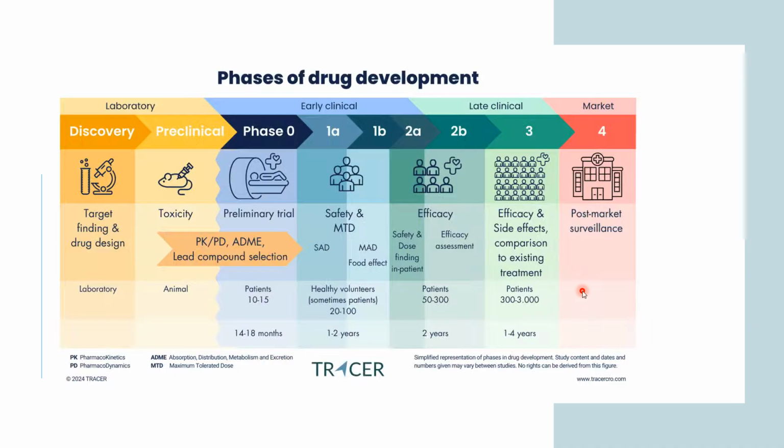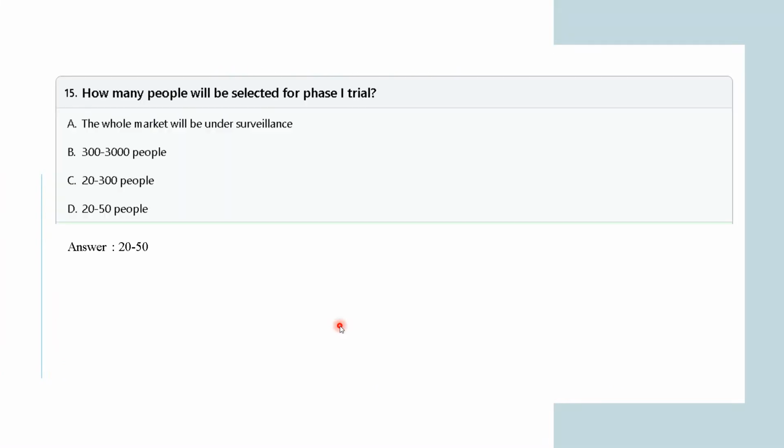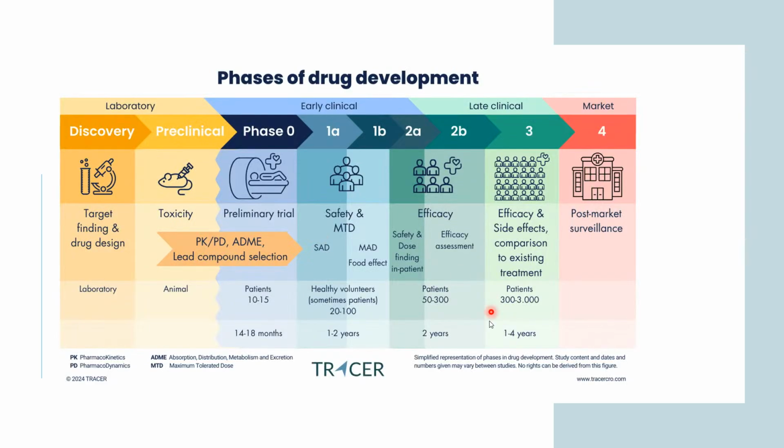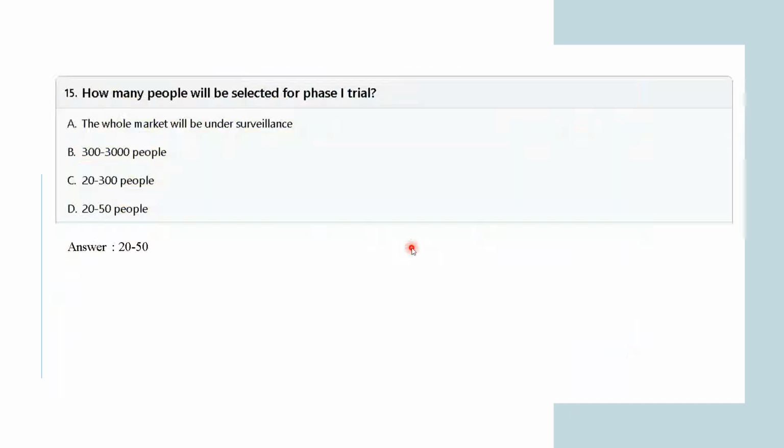So basically in 1a you will see that 20 to 100 people are there, but not 300. That is very high. You will see that in phase 2 or phase 3. So the answer is 20 to 50 people.